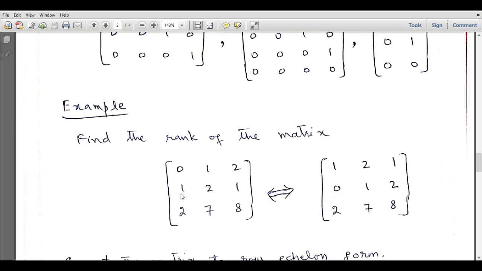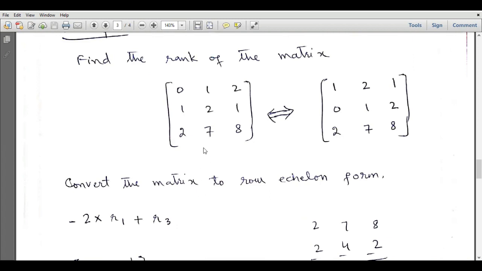And in this example, we will see this is 0, 1, 2, this is 1, 2, 1, and this is 2, 7, 8. So we will interchange the first row and the second row, right? So this is our first row 1, 2, 1, and this is our second row 0, 1, 2, and this is our third row 2, 7, 8. So interchanging these rows or columns will not change or alter the properties of the matrices.